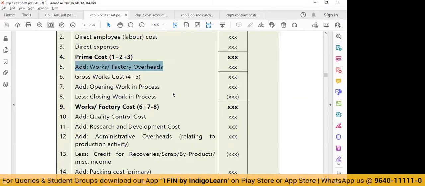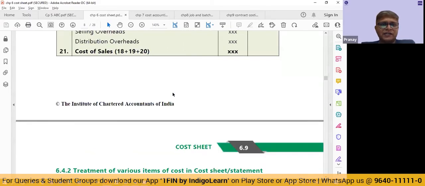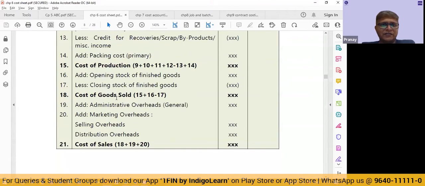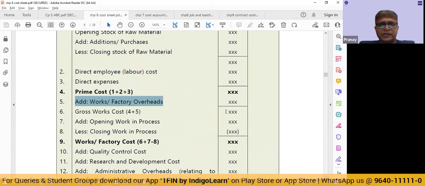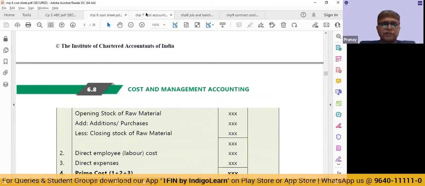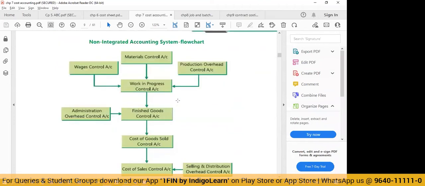And whatever under absorption, over absorption we are having, that under absorption, over absorption will go directly to your costing P&L. So it will be more like after we have arrived at the cost of sales, when we compare this with profit, there we will also deduct the under absorbed and over absorbed overheads. So that is one thing that you need to understand. Also, when we are preparing cost accounts, all right.